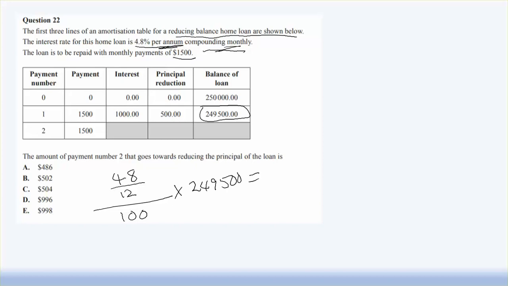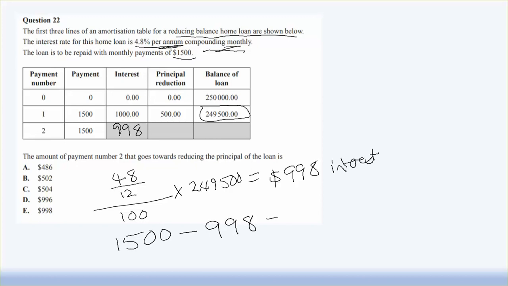Put that in our calculator, and we get 998. So that's the amount of interest paid. So the interest, 998. So she pays $1,500 back, minus 998, which goes to interest. So the rest, 502, goes to paying off the loan. So our answer, 502, is a principal reduction. B.